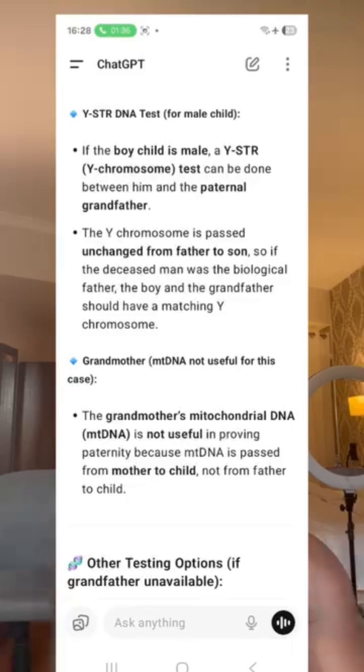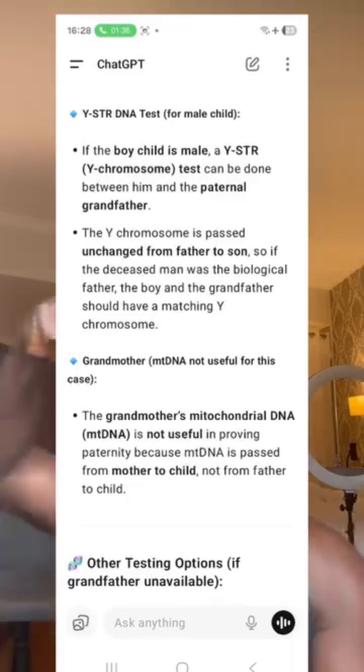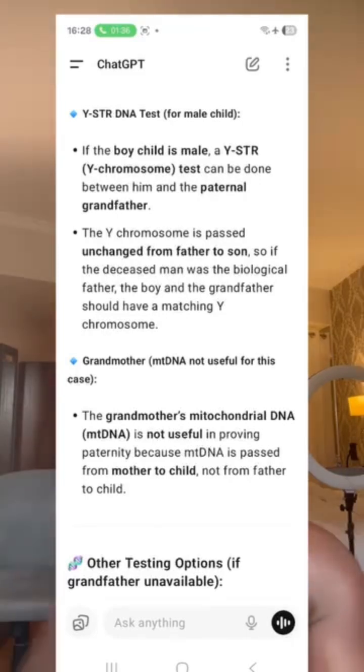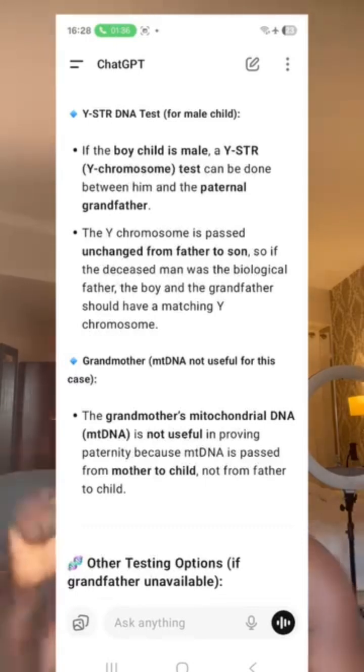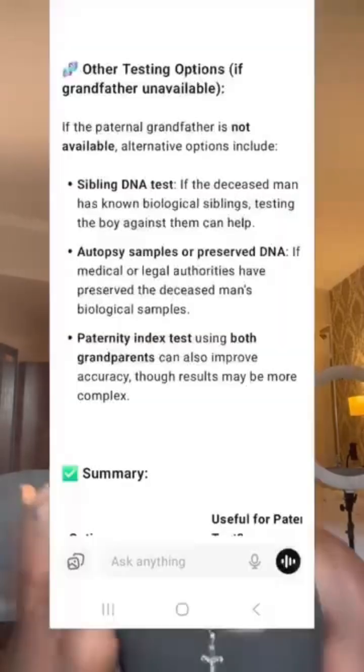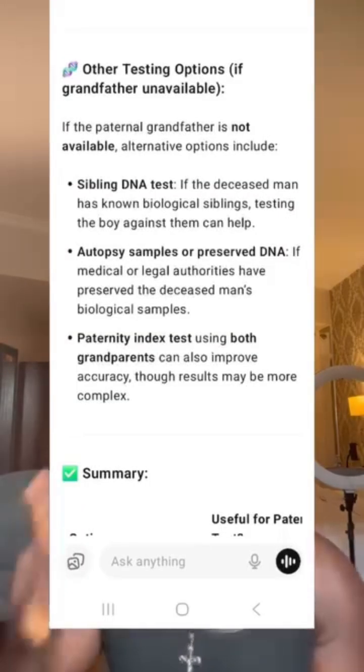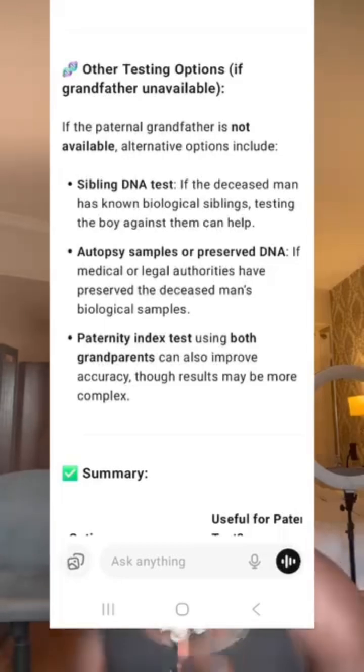Now for the grandmother, mtDNA is not useful in this case. The grandmother's mitochondrial DNA, mtDNA, is not useful for proving paternity because mtDNA is passed from mother to child. That is the normal one, and not from father to child. So it cannot decide. But we'll continue. Other testing option if grandfather is unavailable. So you see, the grandfather is the main option.